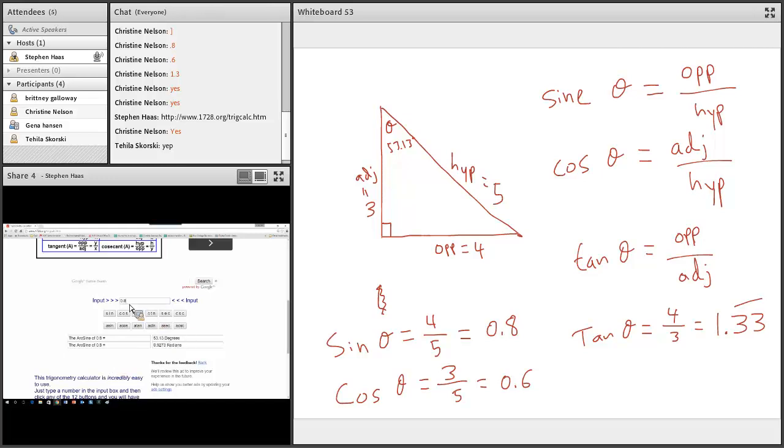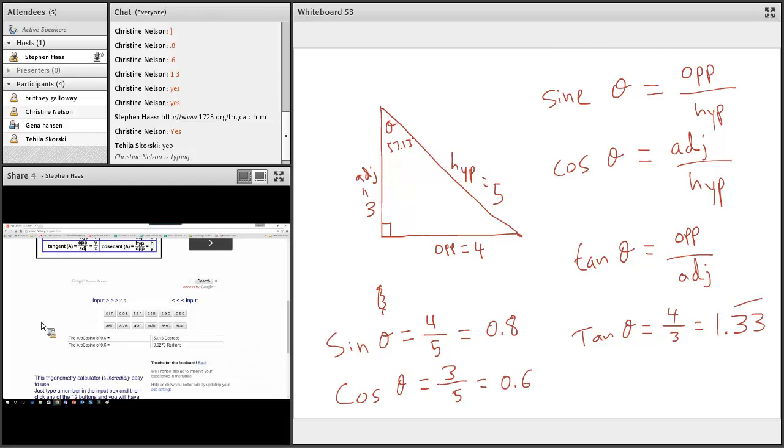So let's put 0.6 and press arc cosine, and lo and behold, we have the exact same result. Obviously, it had to be the exact same result because it's the same triangle. It's the same everything. We didn't change anything. The angle obviously hasn't changed.